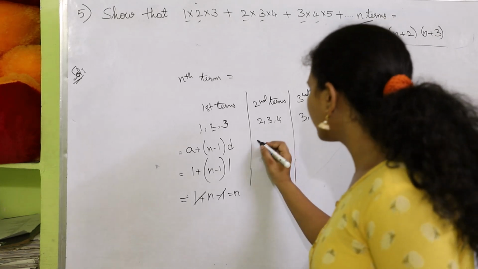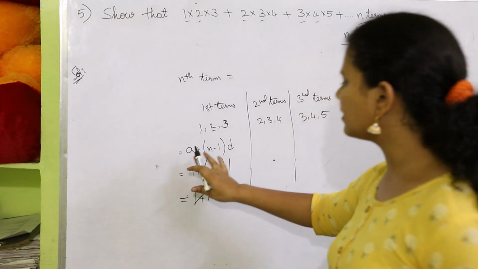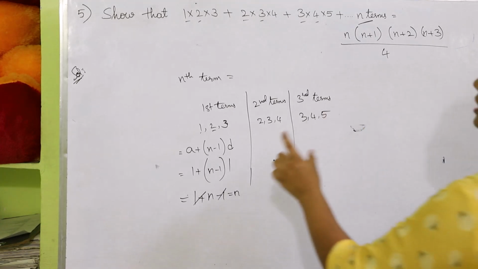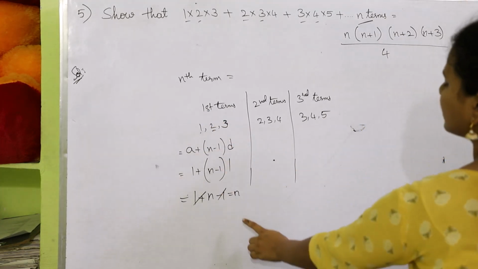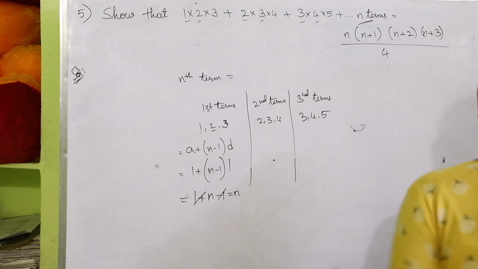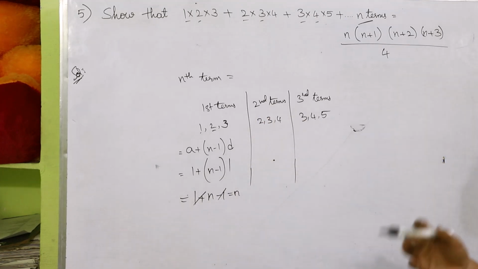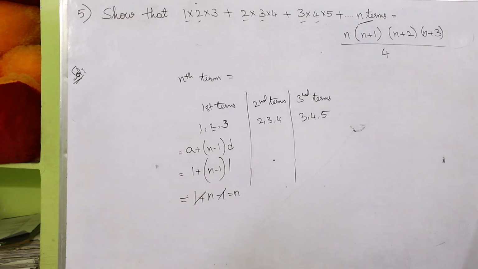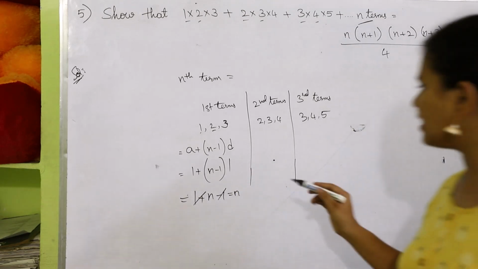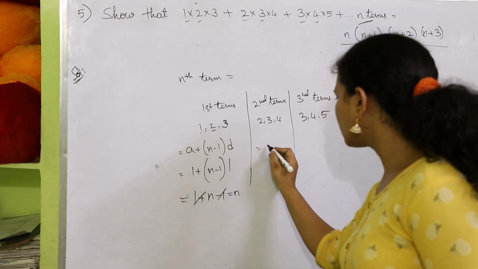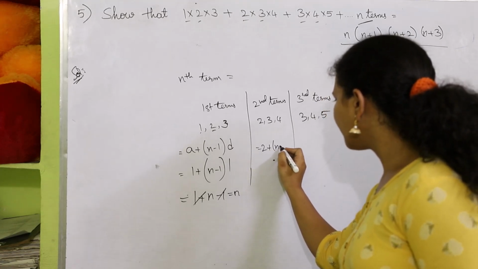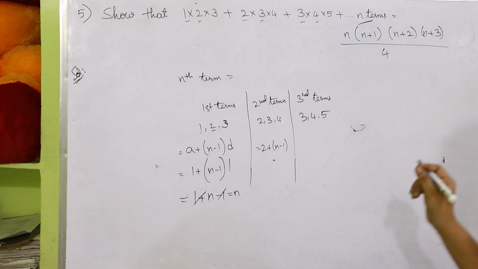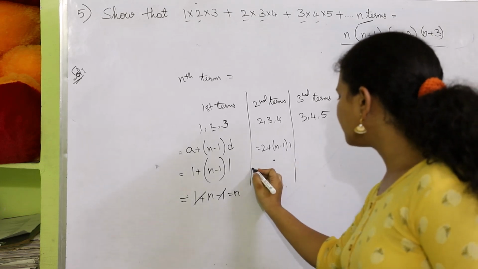So second term is what? Here, just apply the formula a plus n minus 1 into d. Firstly, you find the first term values. First term value, we got what? n. Let's go for the second term value. Let's find out what will be the second term value. So apply the same formula a plus n minus 1 into d. a value is what over here? 2 plus n minus 1 into d, difference. How much? 3 minus 2, 1. Very good. So here 1 will be the difference.